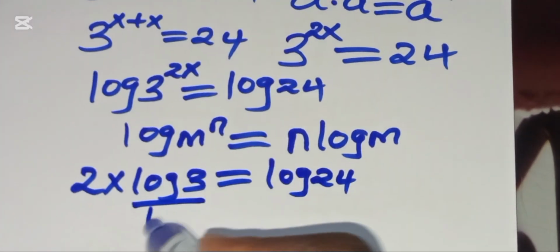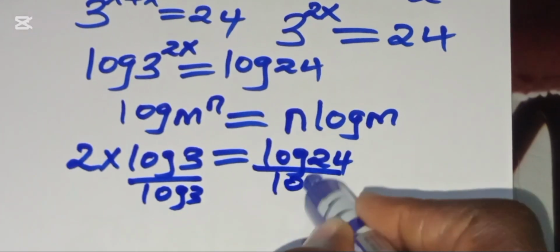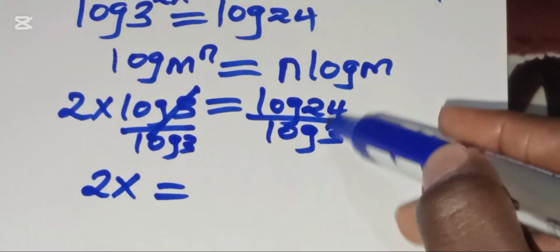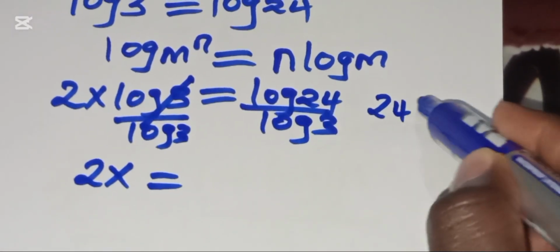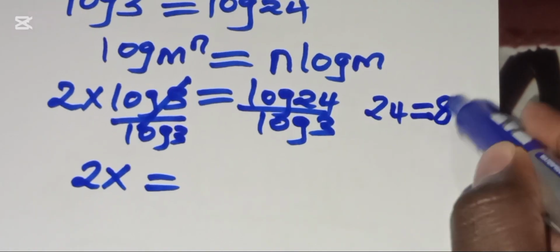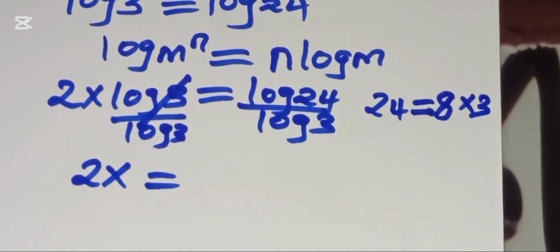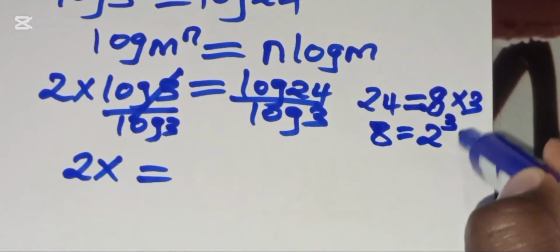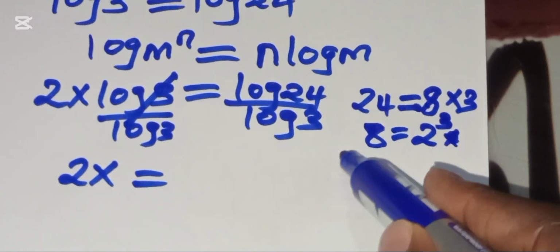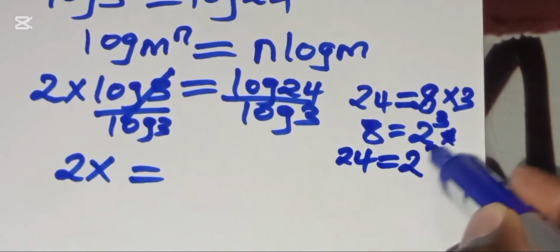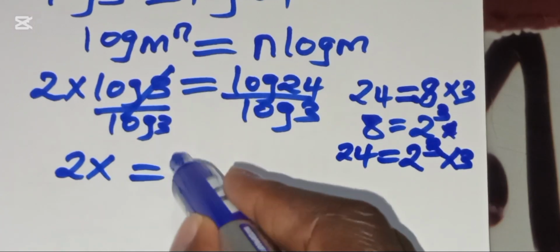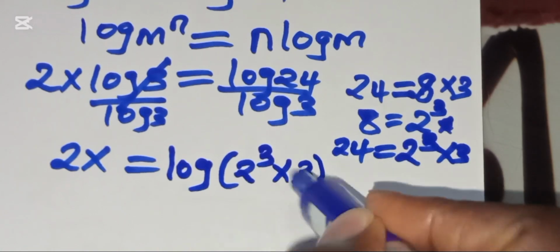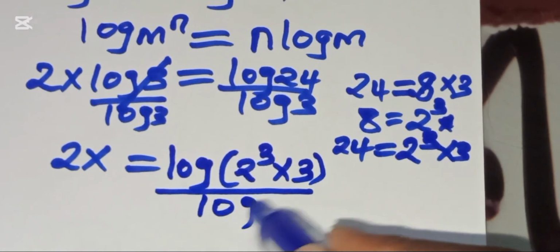So we divide both sides by log 3, and the same here by log 3. So that now 2x is equal to log 24 over log 3. 24 can be expressed as 8 multiplied by 3. This 8 we can transform as 2 raised to the power 3. So 24 can be expressed as 2 raised to the power 3 times 3. So we'll have log 2 raised to the power 3 times 3, divide everything by log 3.